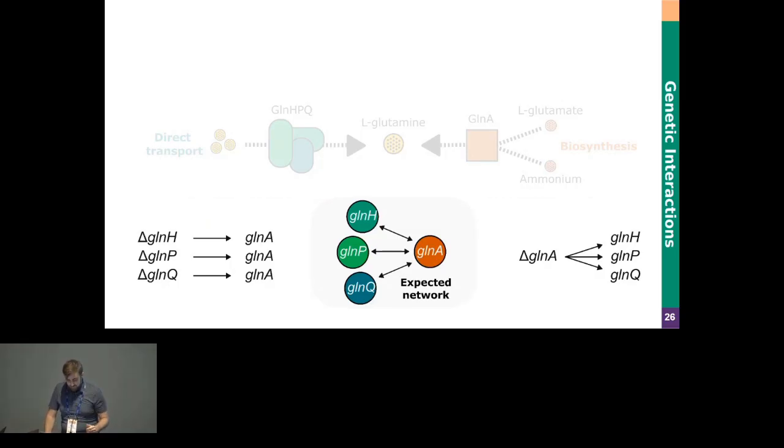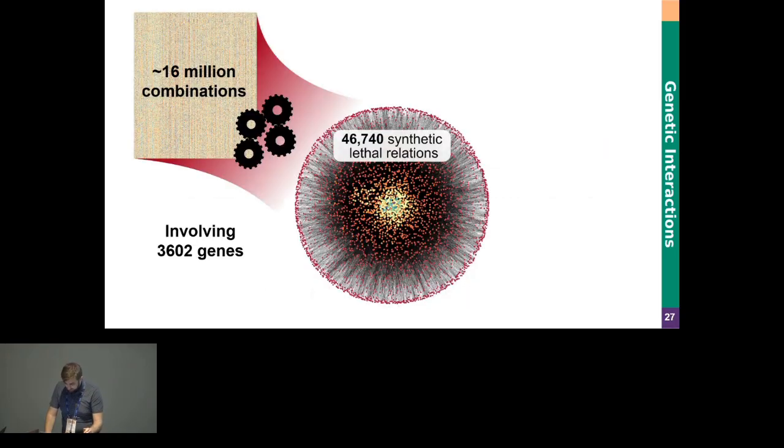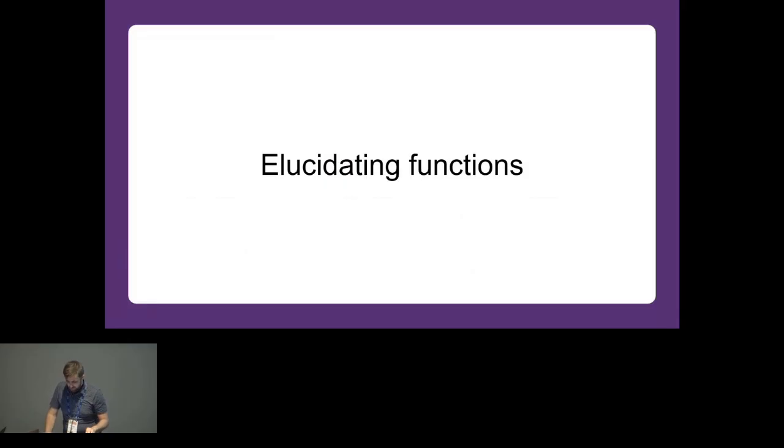After processing the entire matrix, we obtain a large network of approximately 47,000 interactions with a p-value under 1%, involving 3,602 genes, or more than three quarters of the genome. Here, the center of the network represents a more dense area of highly connected genes, while the outer rim consists of genes that are less connected. So now, how can this network help us elucidate gene functions?